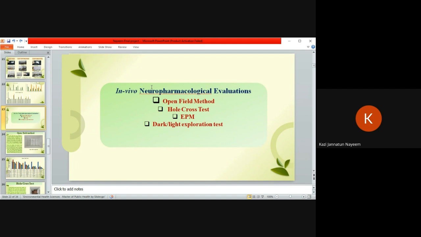Neuropharmacological evaluation can be conducted by several methods like open field, hole cross, hole board, EPM, also called the elevated plus maze test, light dark, and YMS and TMS. I will describe four methods: the open field method, hole cross, EPM, and light dark.